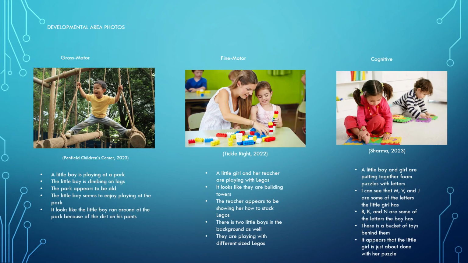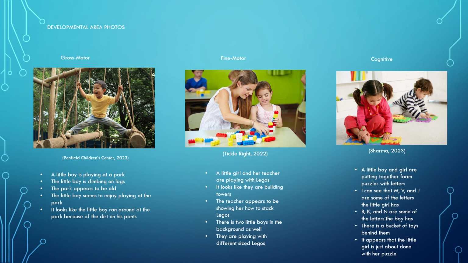So the first picture represents gross motor skills, and in this picture, a little boy is playing at a park. The little boy is climbing on logs. The park appears to be old. The little boy seems to be enjoying playing at the park. It looks like the little boy ran around at the park because of the dirt on his pants.